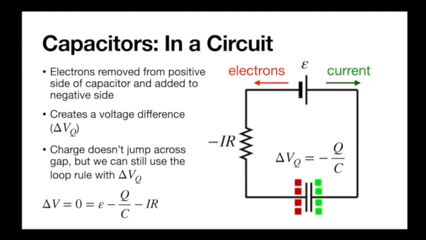Okay, so finally, let's put this in the context of a loop rule. Again, we take the capacitor plates and just put them next to each other. A, because it visually makes our circuit look like a circuit, but B, because this actually increases the capacitance of a capacitor. That's why when you use capacitors in a lab, they're not these big things with plates spread out. They're next to each other because the attraction between the two plates does increase the capacitance.